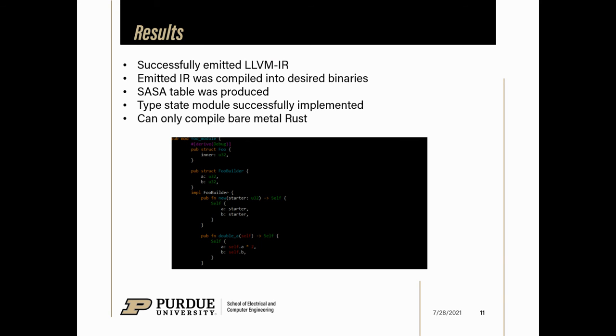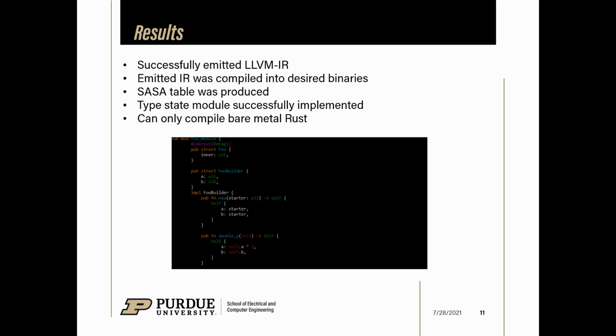As a result, we were able to successfully emit LLVM IR, and this IR was compiled into the desired binaries, the ones compatible with the AFTx06 chip. A SASA table was produced and a typestate module was successfully implemented. However, we can only compile bare metal Rust.